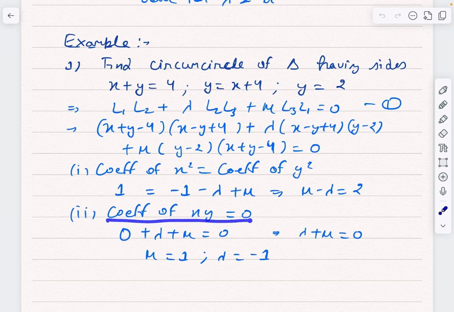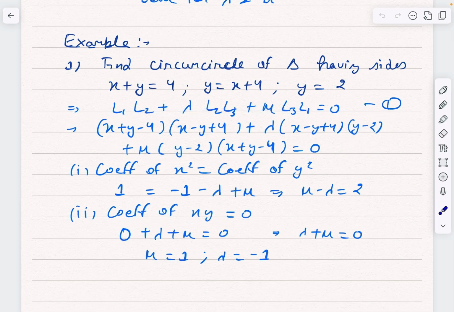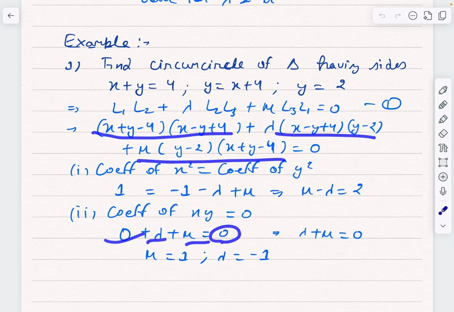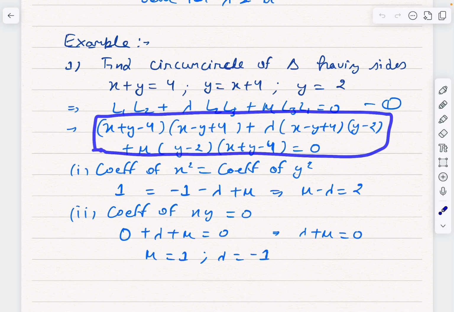Second, the coefficient of xy should be 0. Again, you expand them. You get the coefficient of xy: from here you get 0, from here you get lambda, from here you get mu. So it will also be 0. So mu minus lambda is 2 and mu plus lambda is 0. You get mu as 1, lambda as minus 1. So you put mu as 1, lambda as minus 1 here. You get the final answer. That will be the equation of the circle.